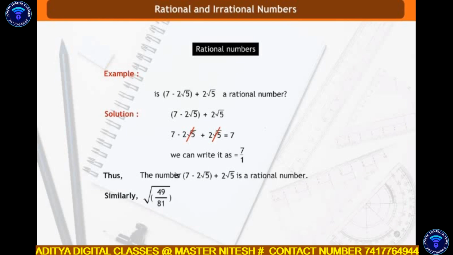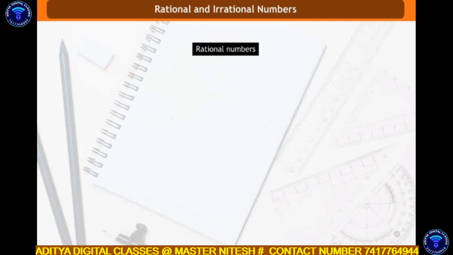Similarly, square root of 49 by 81 is equal to 7 by 9, which is of the form p by q, where p is equal to 7 and q is equal to 9 are integers, and q is not equal to 0. Hence, square root of 49 by 81 is a rational number.